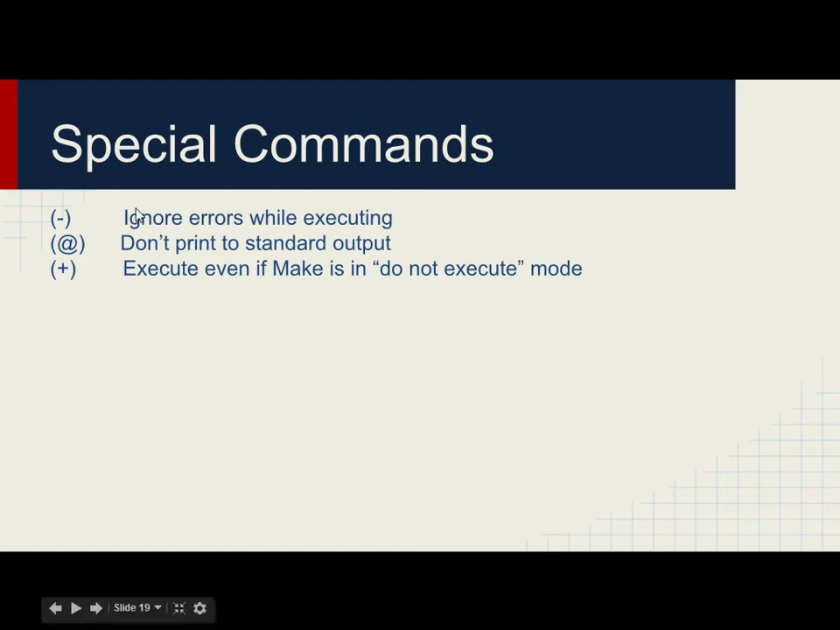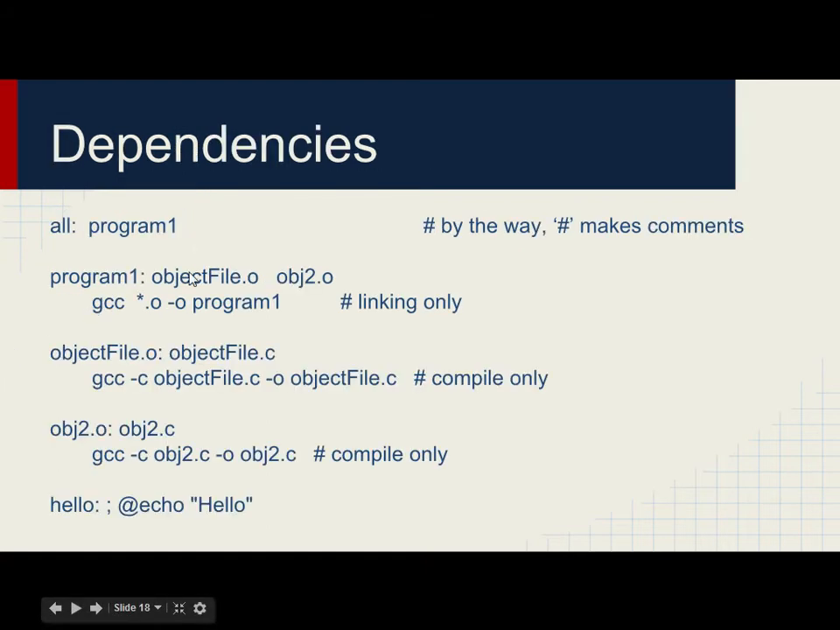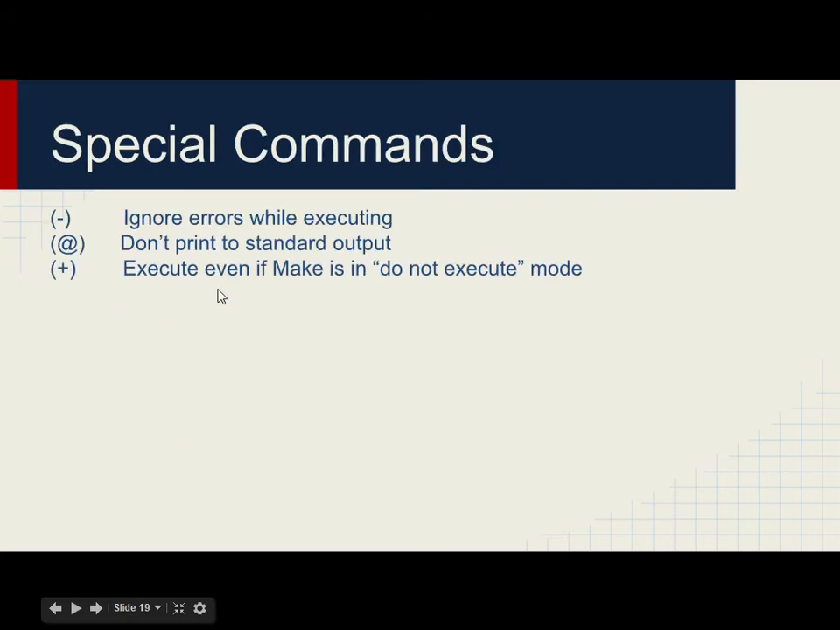All right, so some special commands you can do. You can put a dash before any command or an at or a plus. And the first one ignores errors while executing. So, you know, if you want to suppress error messages, at makes it not print a standard output. And that can have a special effect with, like, at echo, hello. If you put the at in front, it'll only print the hello once. But if you take out the at, it'll show the terminal actually typing out echo, hello, and then the output in the next line. So the at will suppress the first printing of it. And then plus will make things execute even if make is in a do not execute mode, which is just really special stuff.